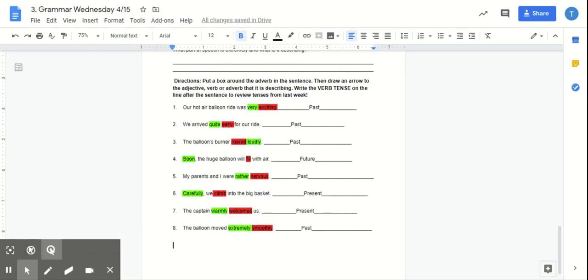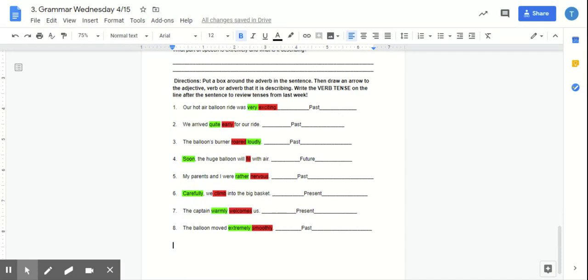All right, welcome back from doing the second part of today's grammar lesson. So I'm going to go through from 2 through 8 for the work that you guys had to do. All right, so number 2, it says, "We arrived quite early for our ride." Yes, "quite" is the adverb. Why?